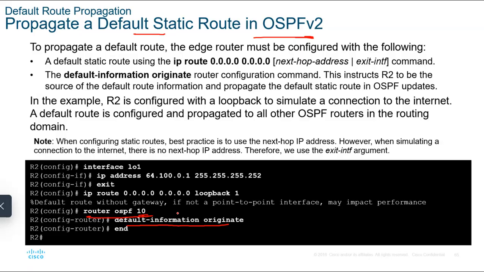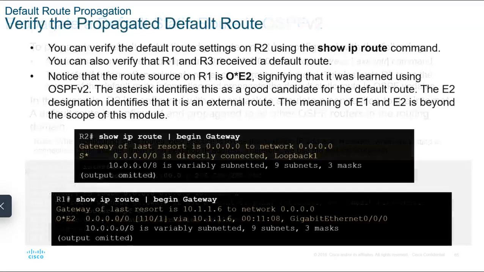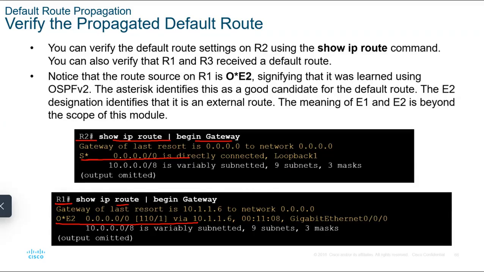So once that's propagated on router 2, where we configured it, this is how it's going to look, as you can see here. Router 1 is now going to look at it as a remote route, and this is how it is displayed, or how it is indicated there. Notice that the route source of R1 is O*E2, signifying that it was learned through OSPF.